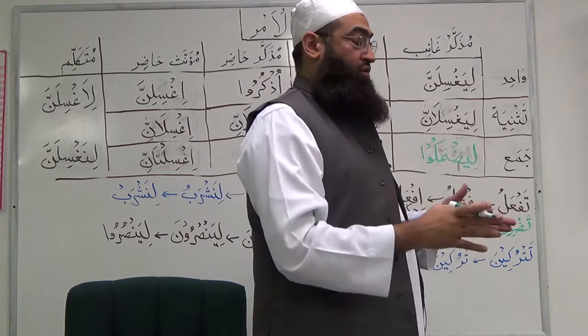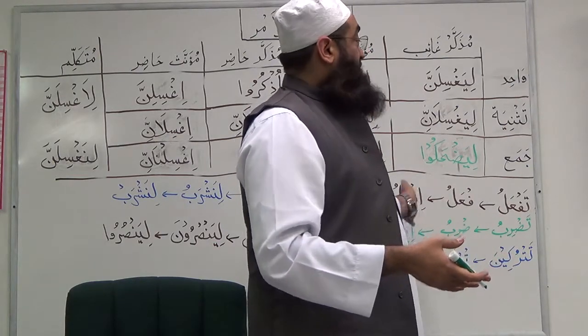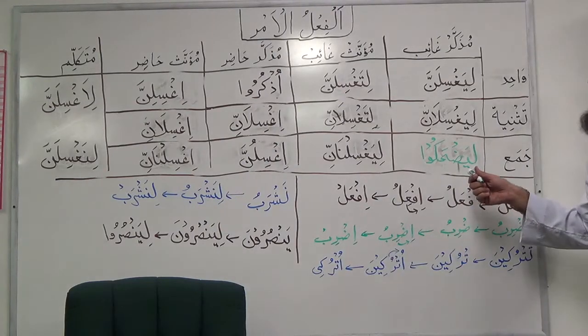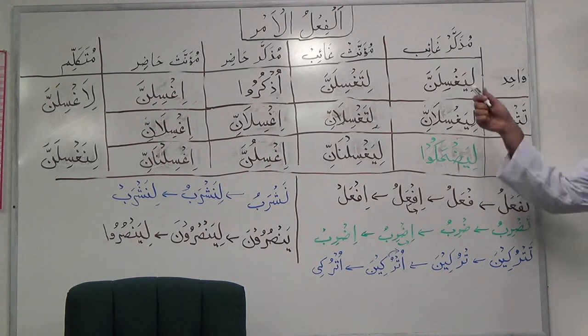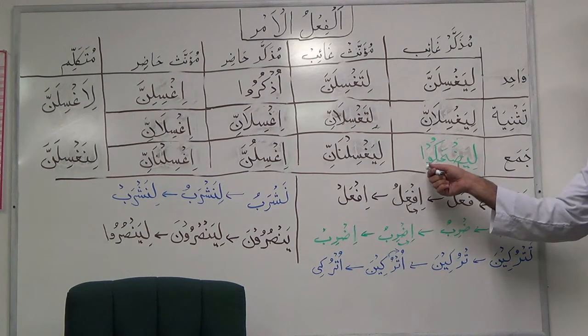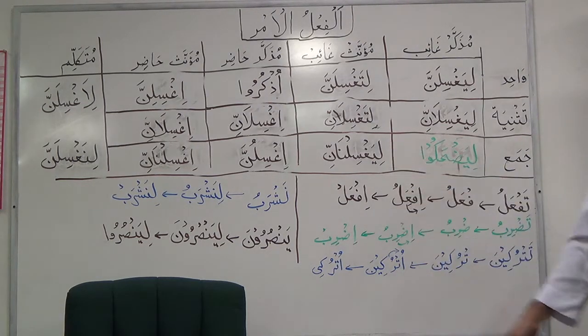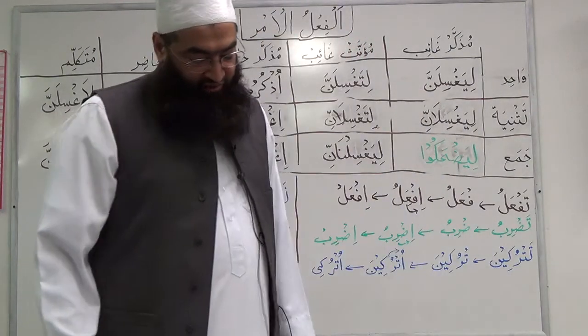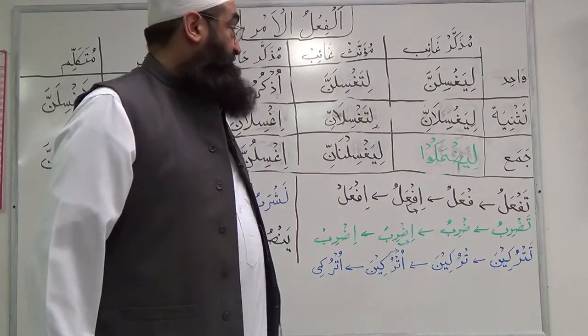Yadhakuna was they're laughing. To make it amr, you bring a lam and the noon drops at the end, so it becomes liyadhaku. Allah is saying liyadhaku qalila. They should laugh little. They must laugh little. So let them laugh a little and cry much.